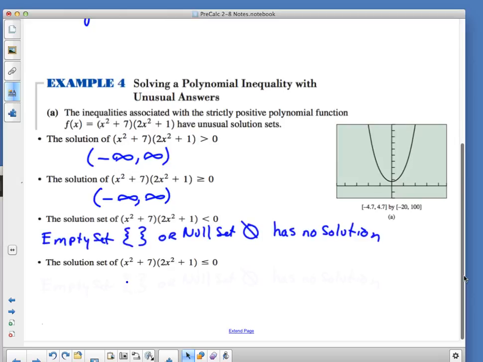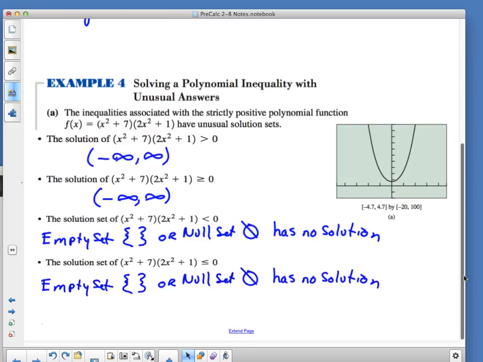Okay. I think when I was prepping this, I did null set. It really doesn't matter. They're synonymous. Okay. There is no solution set to this answer because there is no solution. It doesn't cross the x-axis, so it can't be negative. And because it doesn't cross the x-axis, it can't be negative or 0. So it's the same answer. Okay.